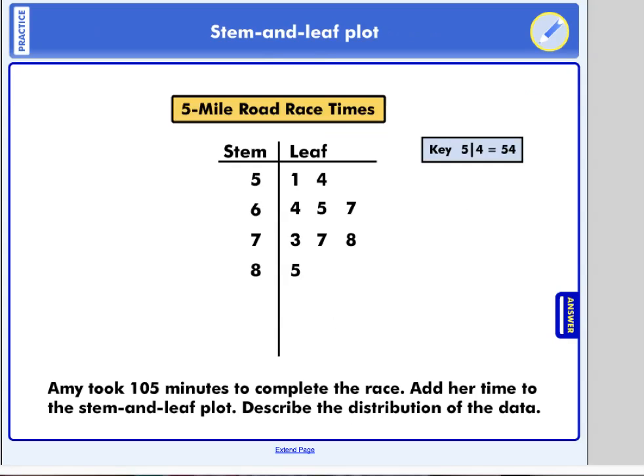Here's another stem and leaf plot, with our same data. Amy took 105 minutes to complete the race. Add her time to the stem and leaf plot. Describe the distribution of the data. Now, these here are minutes, so this was 85 minutes. How would we show 105 minutes?